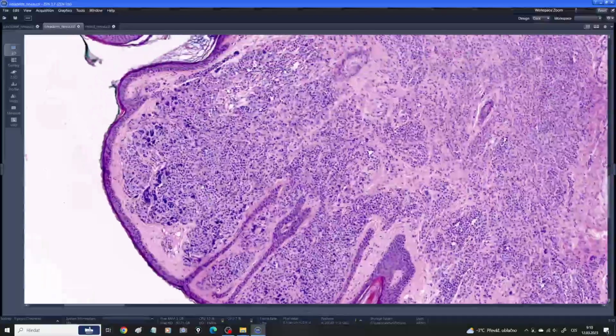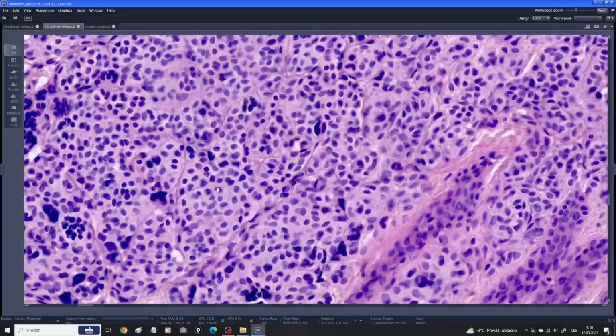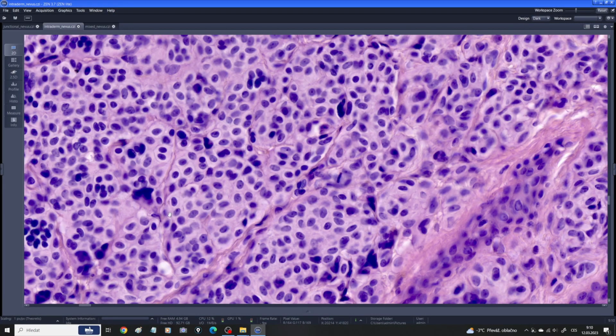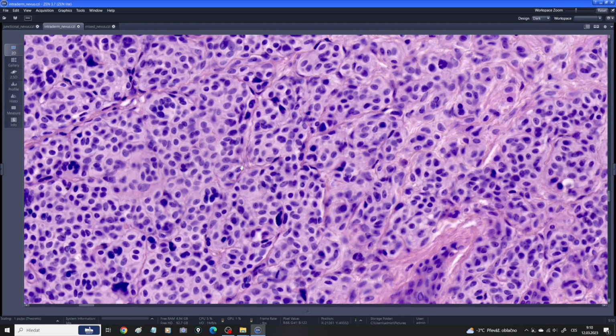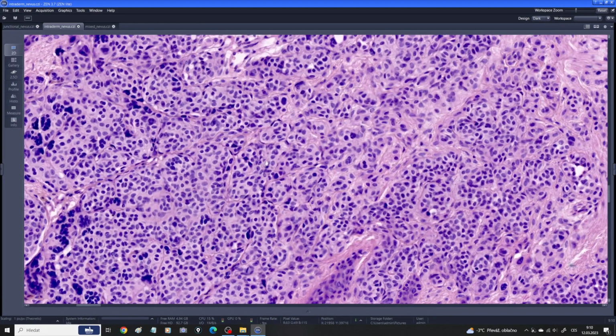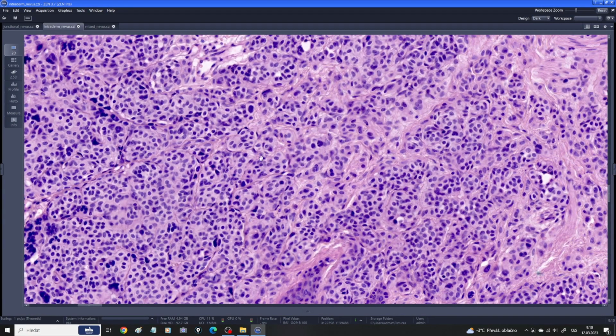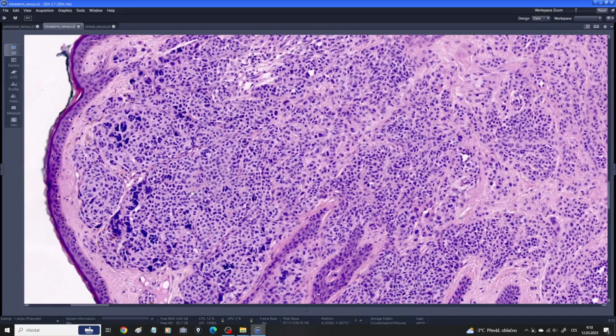And again, if you look at the nevi, you can see that they are not white, they are not pale, they are more eosinophilic, but still they look quite bland. The nuclei don't show any atypia, there is no increased mitotic activity, and the cells grow in small nests or islands. So this is completely benign.